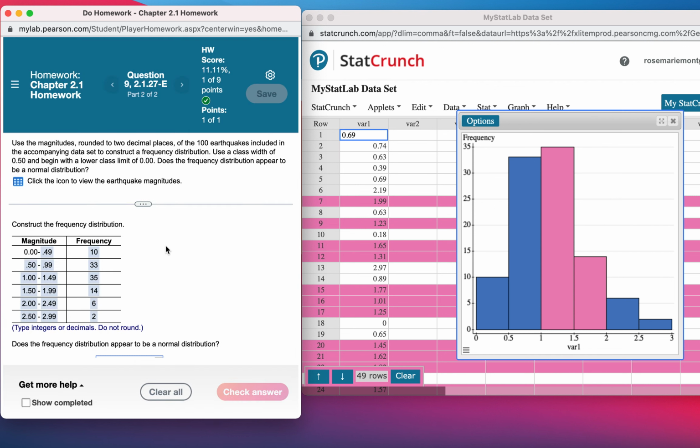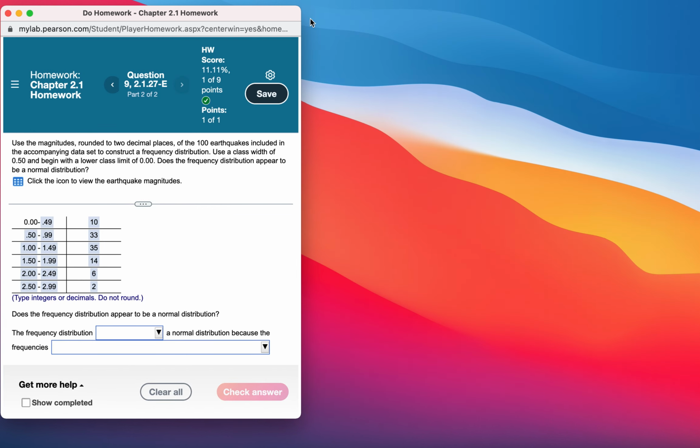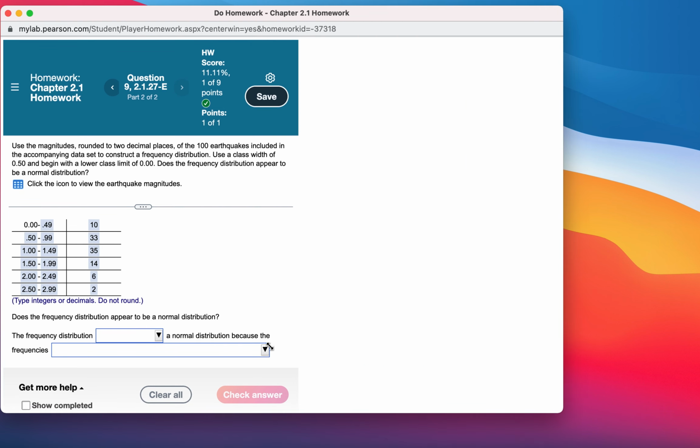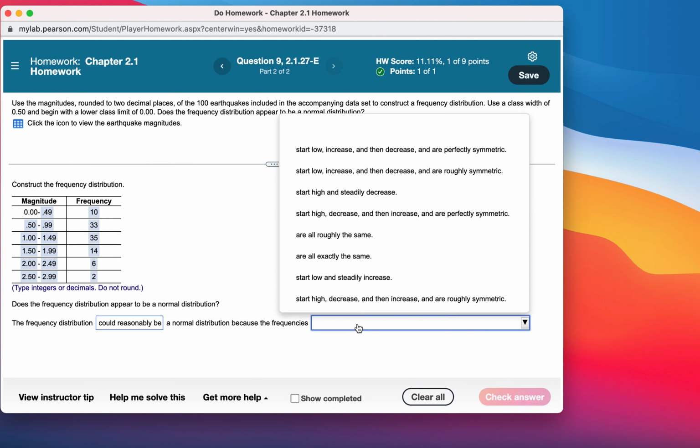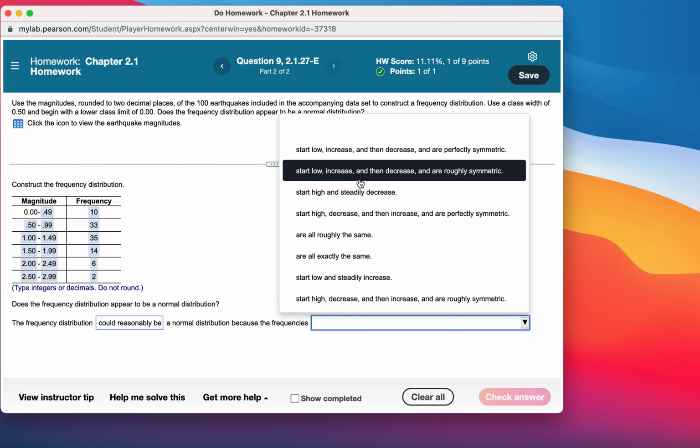And then let's look carefully at the data. We can see it starts at 10 and then it goes up to 35 and then it comes down to 2. So that appears to be a normal distribution. So it's reasonable to say that it's normal, because it starts low, increases, and then it decreases, and it's roughly symmetric.